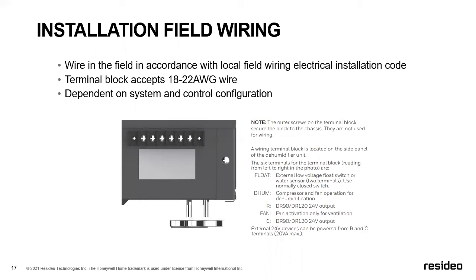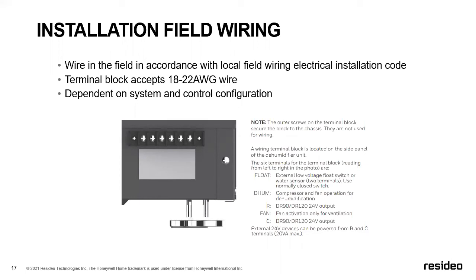Then we also have an integrated transformer. So these machines are powered 115 volt, have a standard 115 volt plug, and an internal transformer where we have our R and C for power and ground common. Our DEHUM terminal is the input. That DEHUM terminal, when 24 volts is applied, will drive the compressor and fan on together.